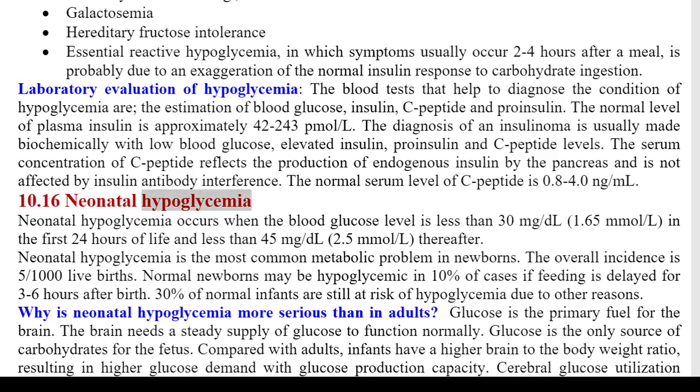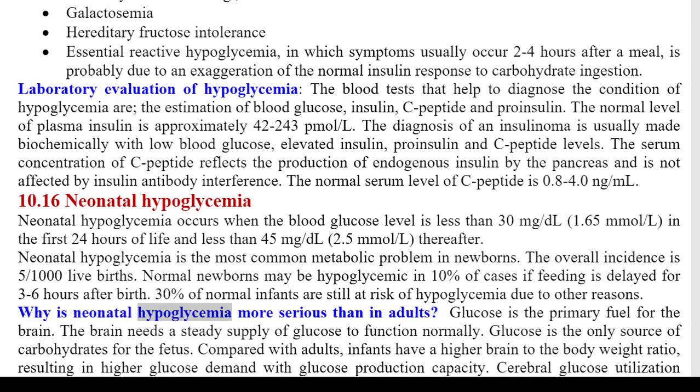10.16 Neonatal hypoglycemia. Neonatal hypoglycemia occurs when the blood glucose level is less than 30 mg/dl, 1.65 mmol/L, in the first 24 hours of life and less than 45 mg/dl, 2.5 mmol/L, thereafter. Neonatal hypoglycemia is the most common metabolic problem in newborns. The overall incidence is 5/1000 live births. Normal newborns may be hypoglycemic in 10% of cases if feeding is delayed for 3 to 6 hours after birth. 30% of normal infants are still at risk of hypoglycemia due to other reasons.